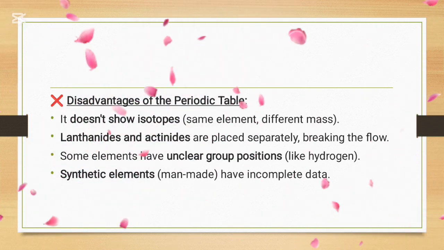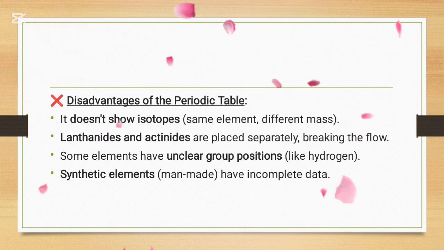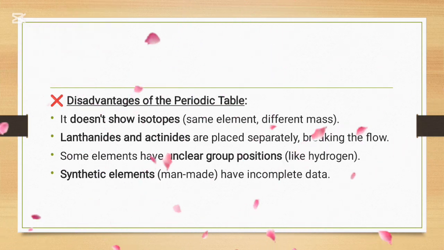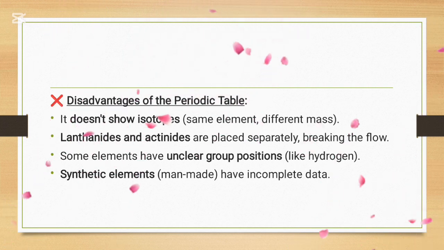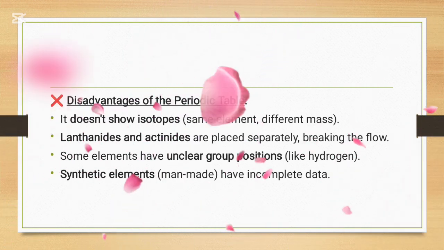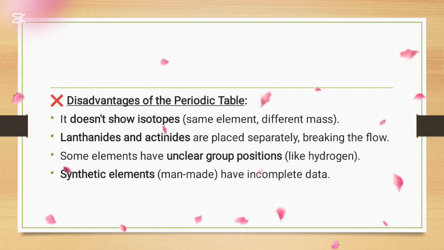Disadvantages of periodic table: it doesn't show how isotopes are placed. Lanthanide and actinides are placed separately, breaking the flow. Some elements have unclear group position like hydrogen. Synthetic elements, which are man made, have incomplete data.